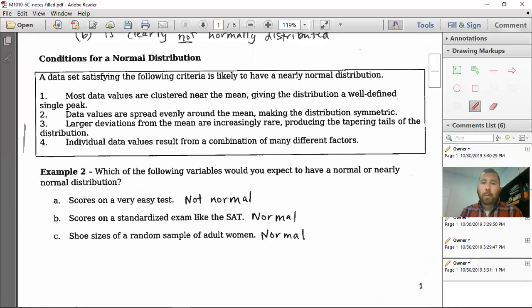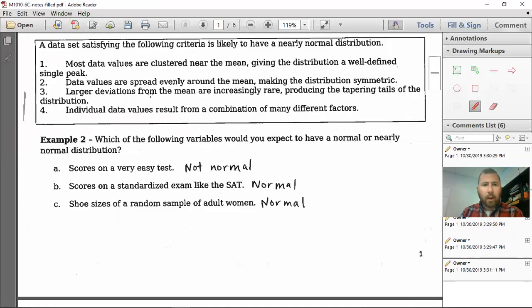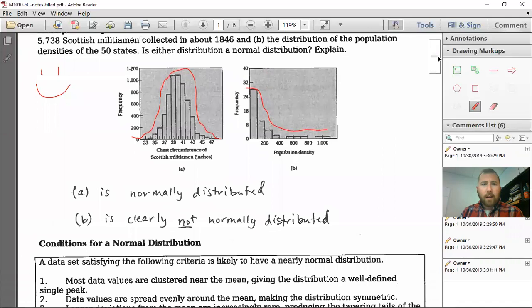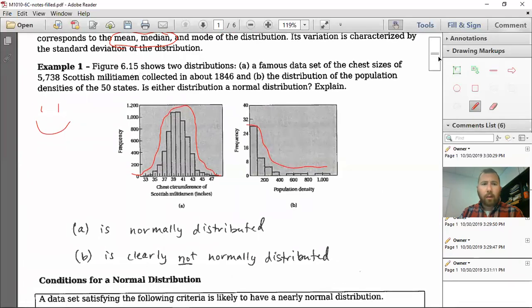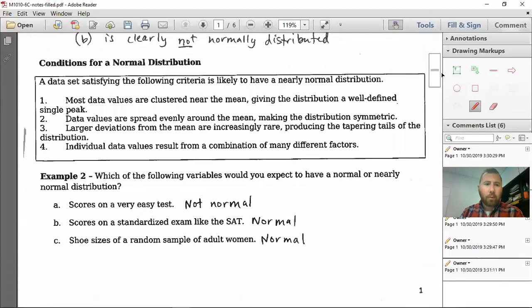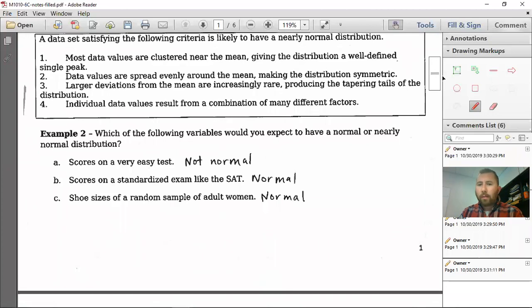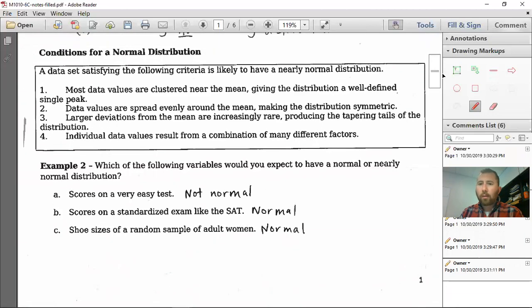Individual data values result from a combination of many different factors. That's true for any distribution, to be honest with you, although not always. Let's see if I can scroll up a little bit here. Yeah, in example one, we were looking at chest size for Scottish militiamen. That's normally distributed. To tie in number 4 of these criteria, the size of someone's chest depends on a lot of things, not just a single thing.